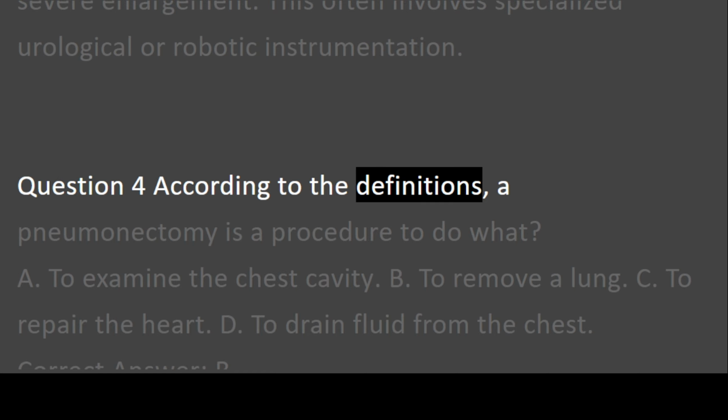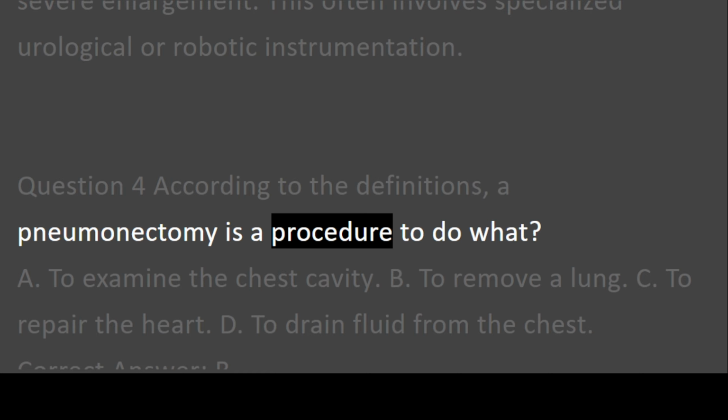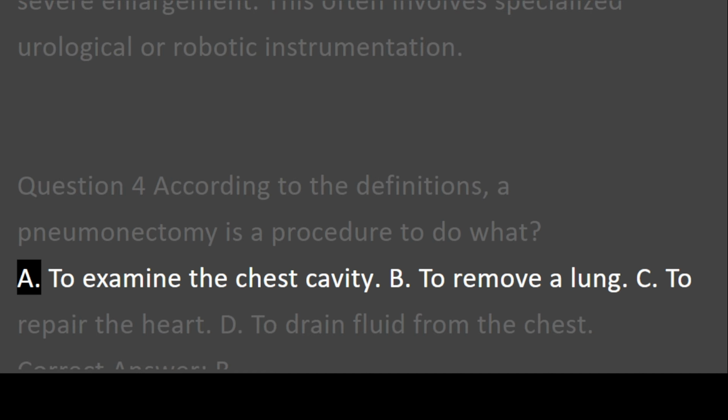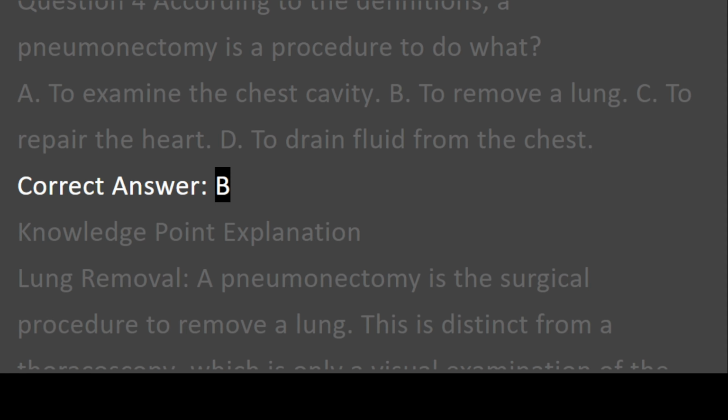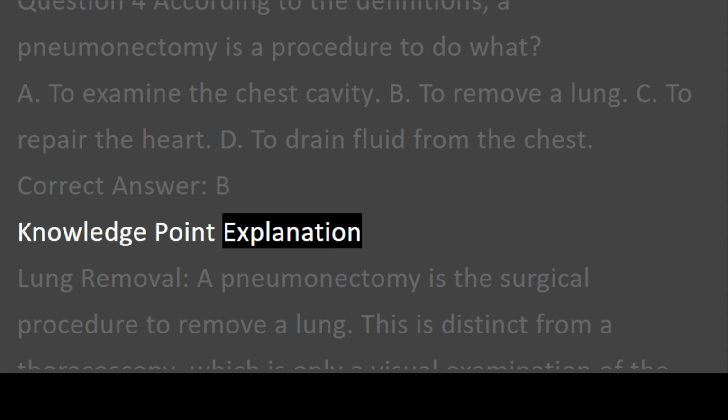Question 4. According to the definitions, a pneumonectomy is a procedure to do what? A. To examine the chest cavity. B. To remove a lung. C. To repair the heart. D. To drain fluid from the chest. Correct answer, B. Knowledge point explanation.